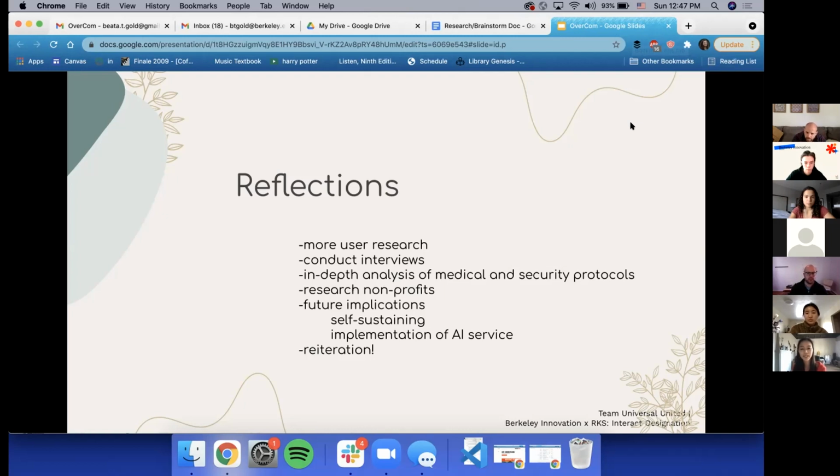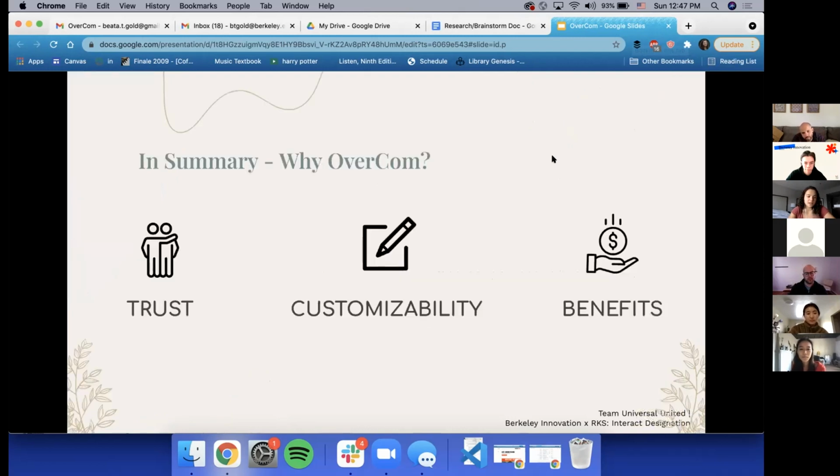And in summary, I'm going to hand it off to Pietra. So reflecting back on our how might we statement, we do think that we can bridge the gap between interpreters and people who need them. With our program's emphasis on developing trust between interpreter and user, customizability for scheduling and other preferences, and the benefits for the interpreter in both the monetary and usability sense, we really see Overcom's ability to change the way people communicate in the future. Thank you.